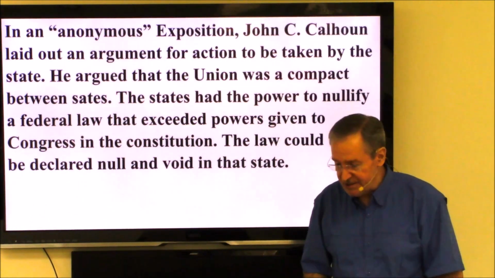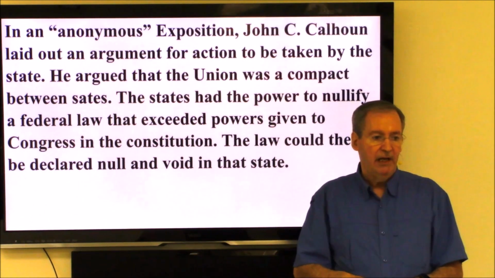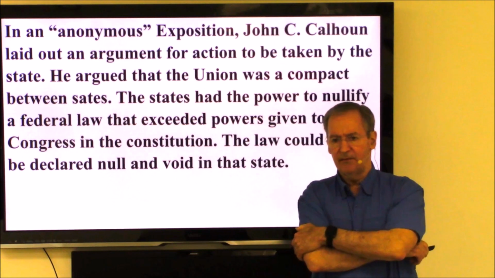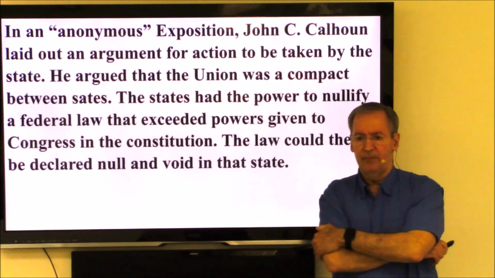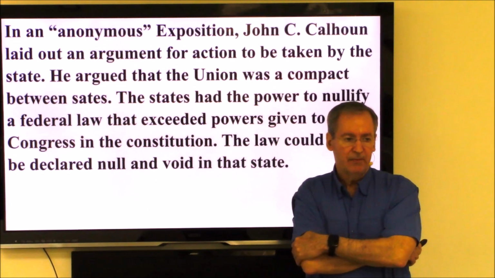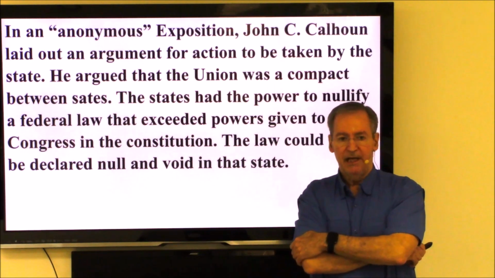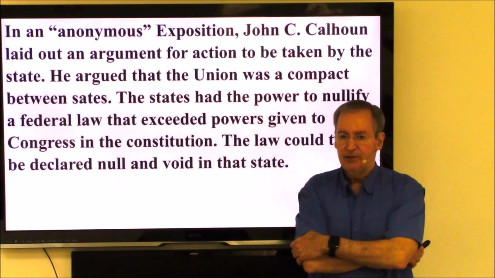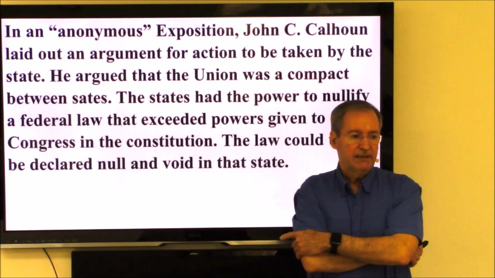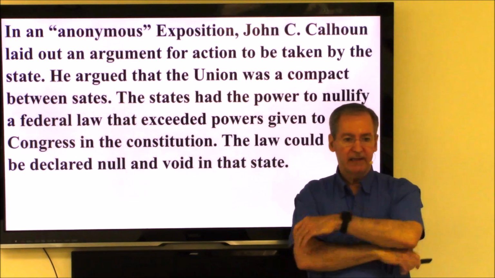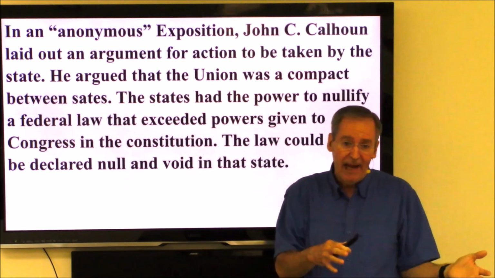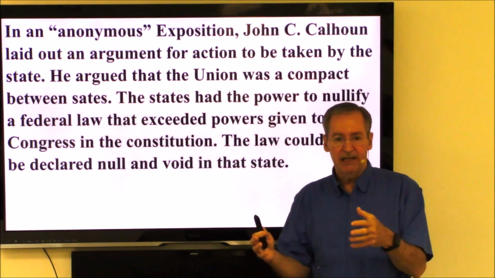In an anonymous exposition, John C. Calhoun, and you can read this, but I'll tell you what it's about. Before the Civil War, in the 1830s I think it was, John C. Calhoun came up with a theory. He wasn't the only one, but he's the one who spoke most forcibly in favor of it: that each state had the authority to nullify whatever law the federal government passed that they didn't want to follow. He said that the Constitution was a compact between the states. Well, it was found that it was a contract, not a compact. And the Constitution established the states the way they were.